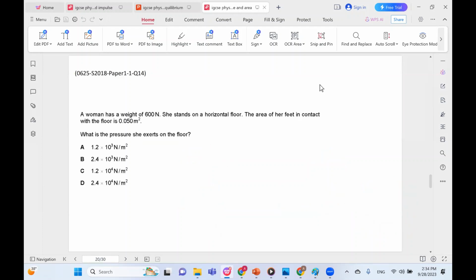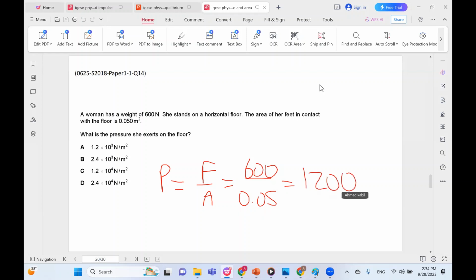So in this problem, a woman has a weight of 600 newtons. She stands on a horizontal floor. The area of her feet in contact with the floor is 0.05, and we are asked to find the pressure. So pressure equals force over area, which is 600 divided by 0.05, and this gives us 12,000 newtons per meter squared, excuse me.